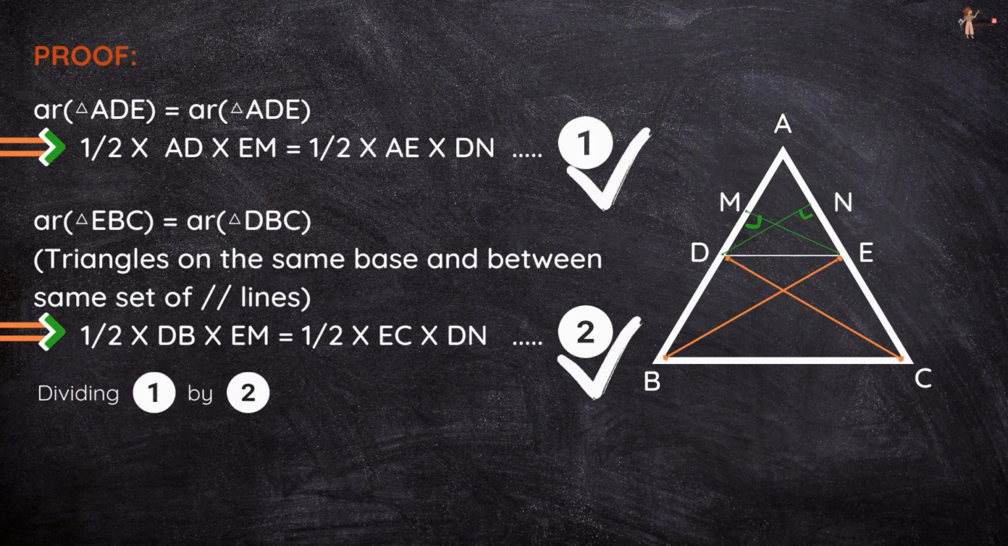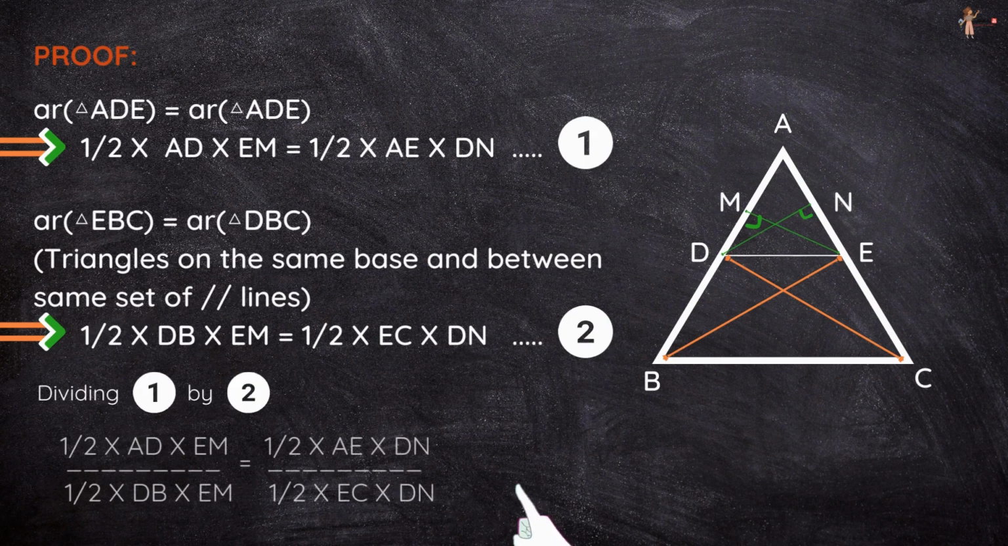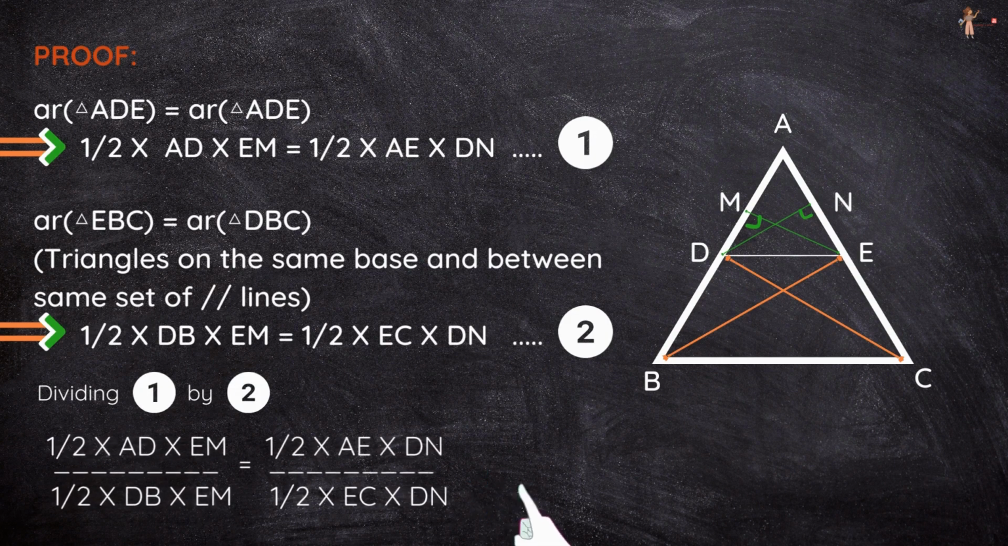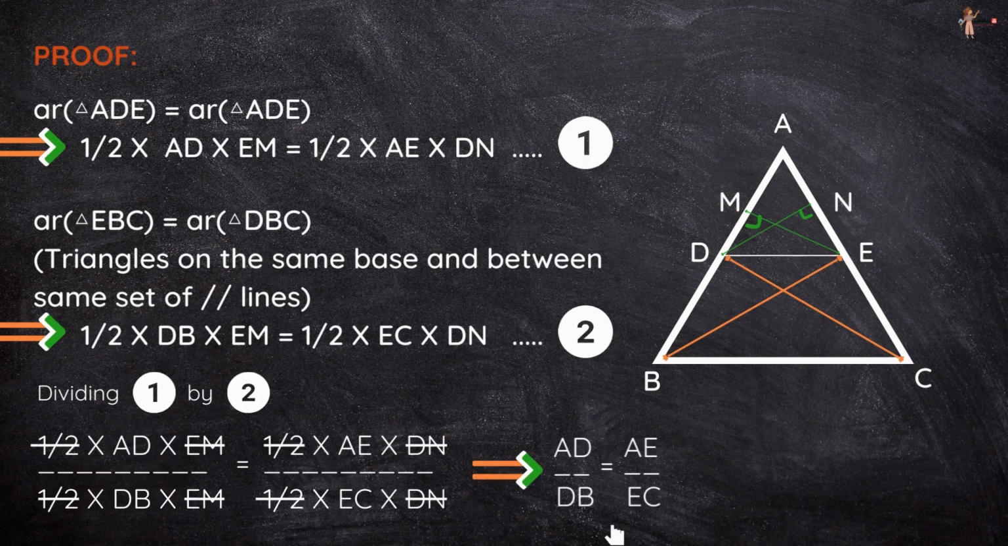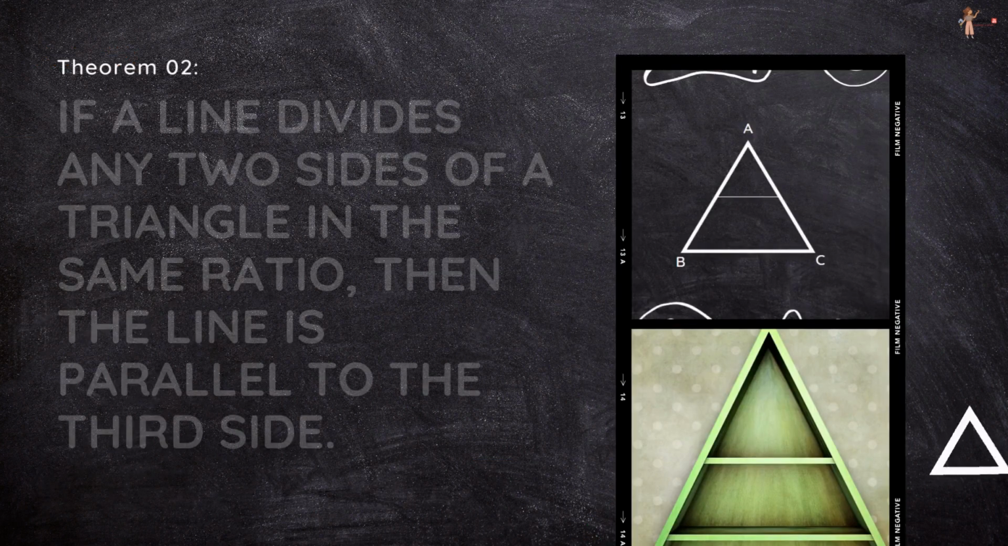Now, let's divide equation 1 by equation 2. We get this. And ultimately, we get AD upon DB would be equal to AE upon EC. Interesting, right? Let's move on to theorem 2. This is the converse of the previous theorem.